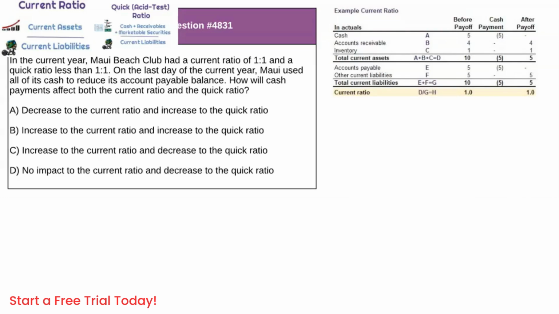Now we have to make sure that the current liabilities match because the ratio is 1-to-1, right? So for accounts payable, 5, other current liabilities, 5. Now you can see the current ratio before the payoff is 1, right? That's the same as 1-to-1.